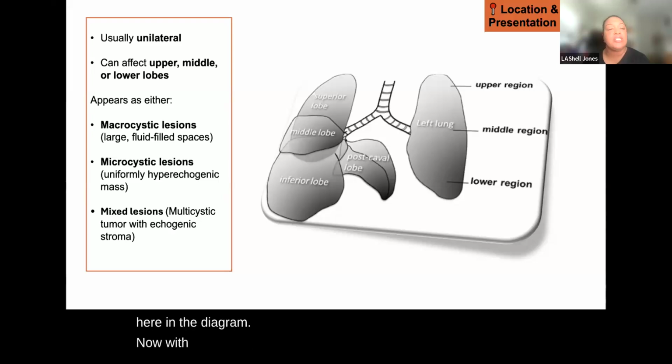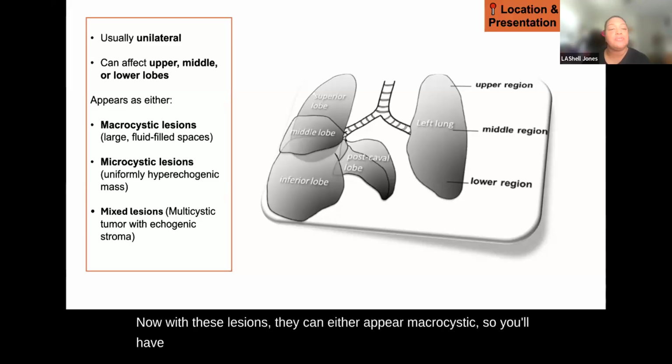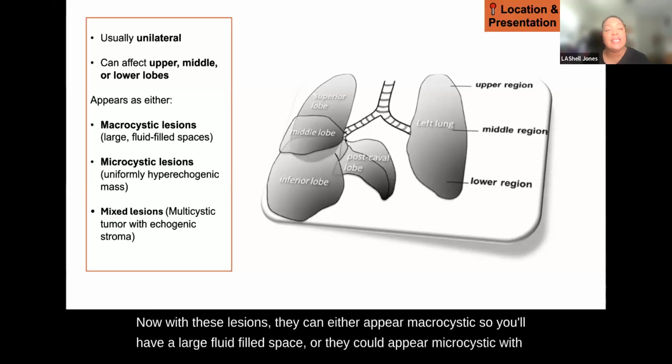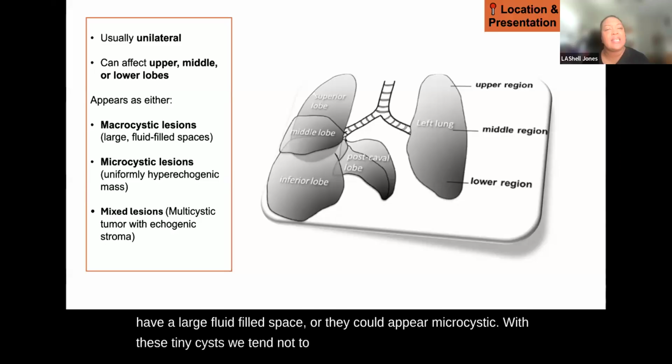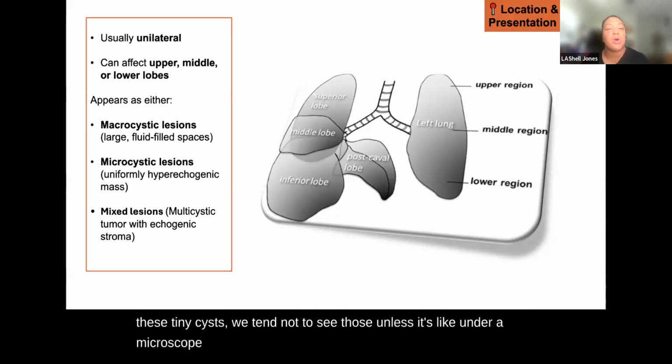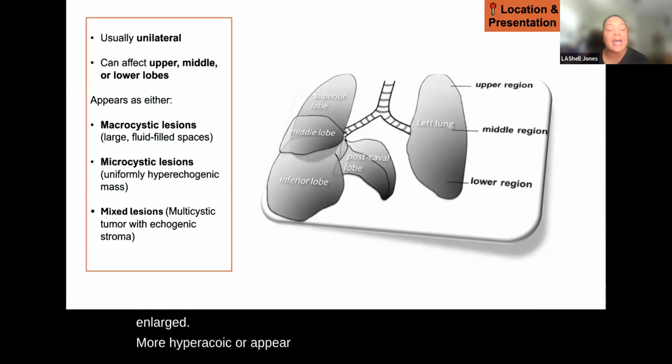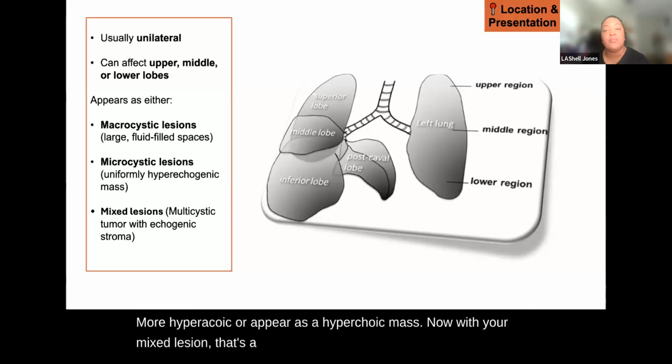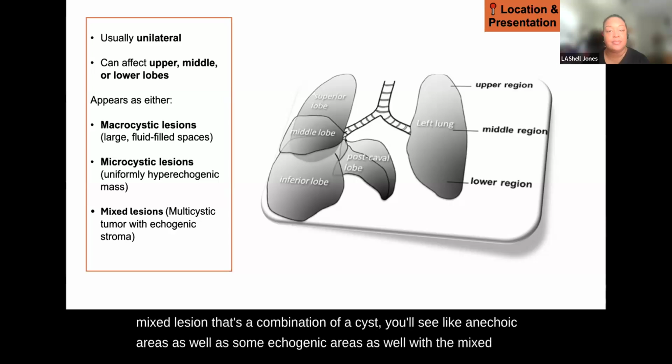Now, with these lesions, they can either appear macrocystic, so you'll have a large fluid-filled space, or they could appear microcystic. With these tiny cysts, we tend not to see those unless it's under a microscope, so they're really, really small. It will cause the lungs to be enlarged, more hyperechoic, or appear as a hyperechoic mass. Now, with your mixed lesion, that's a combination of a cyst. You'll see anechoic areas as well as some echogenic areas with the mixed lesions.